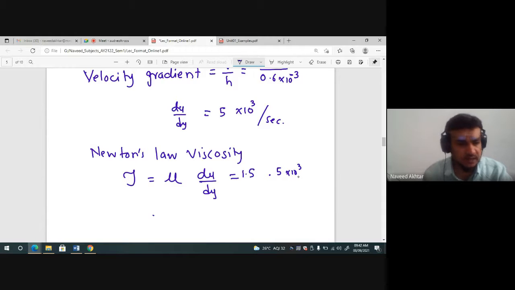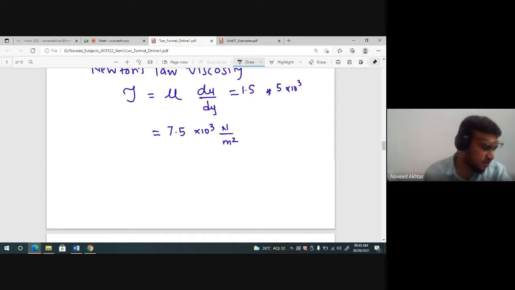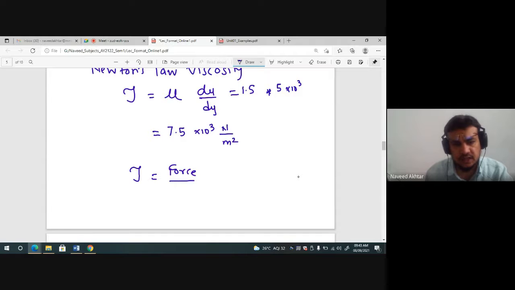So tau will be, if you solve, 7.5 into 10 raised to 3. If you multiply 1.5 into 5, it is 7.5 into 10 raised to power 3, and the unit is Newton per meter square, because second or per second will cancel. So Newton per meter square will be the tau, that is shear stress. Or we know that tau is nothing but force upon area, right?